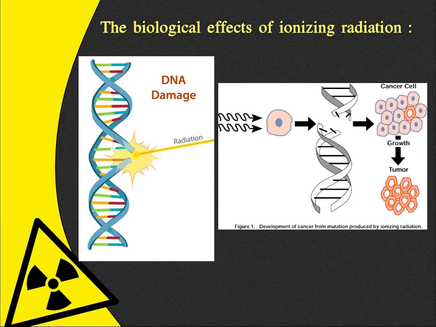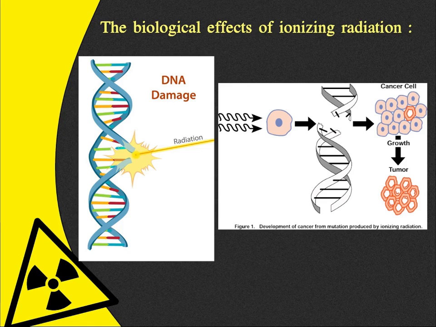So first, if the electrons directly interact with the DNA, we call that the direct interaction of radiation, and this could cause a single or double strand break in the DNA. The single strand break could be repaired by the DNA itself, but sometimes the double strand break will be repaired in a wrong way, and this may cause a cancer cell, and this cell will grow to a tumor. This is over a long period.